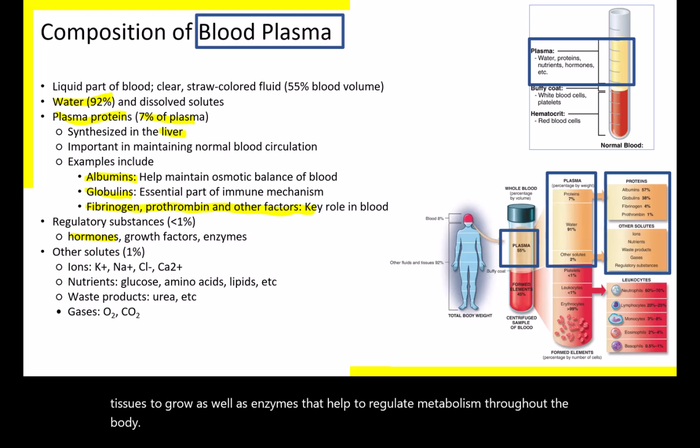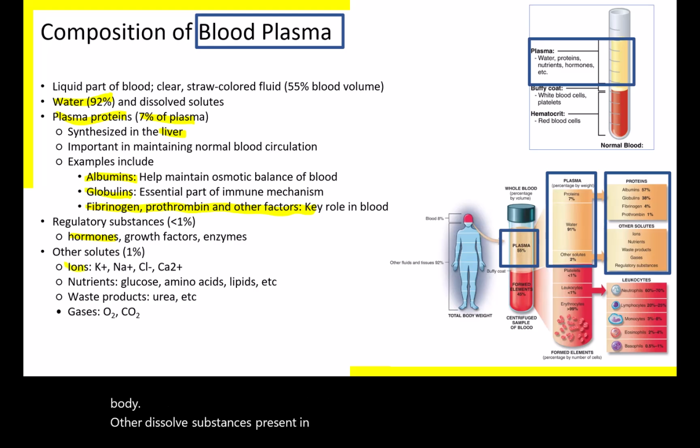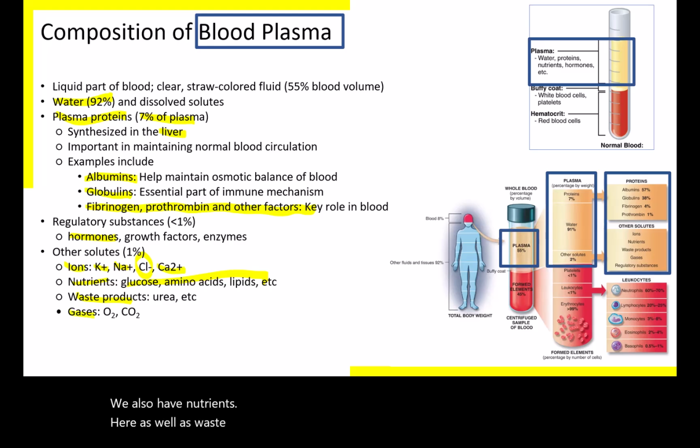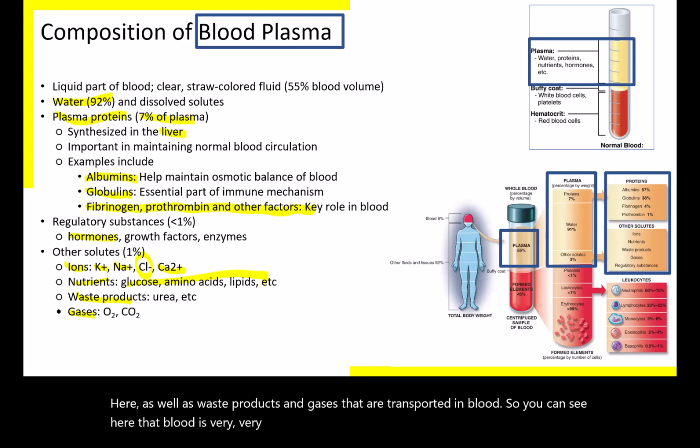Other dissolved substances present in blood include ions, so positively charged ions like potassium, sodium, and calcium, as well as anions such as chloride. We also have nutrients here, as well as waste products and gases that are transported in blood. So you can see here that blood is very, very active. It's very important in maintaining homeostasis of the body.